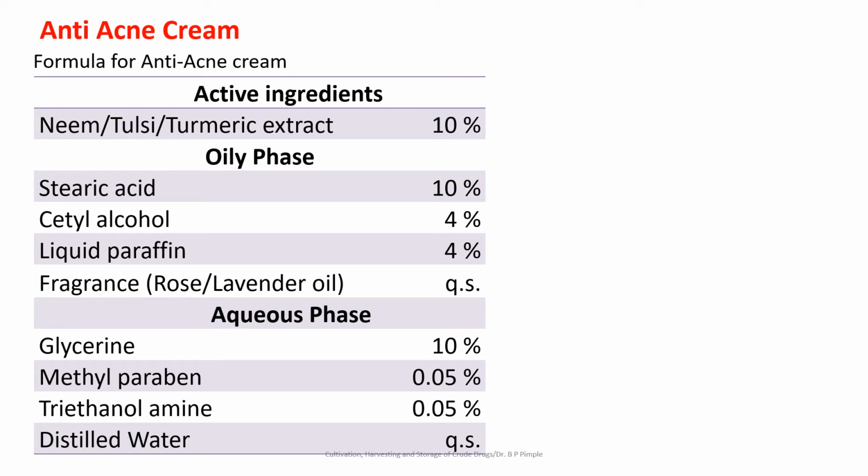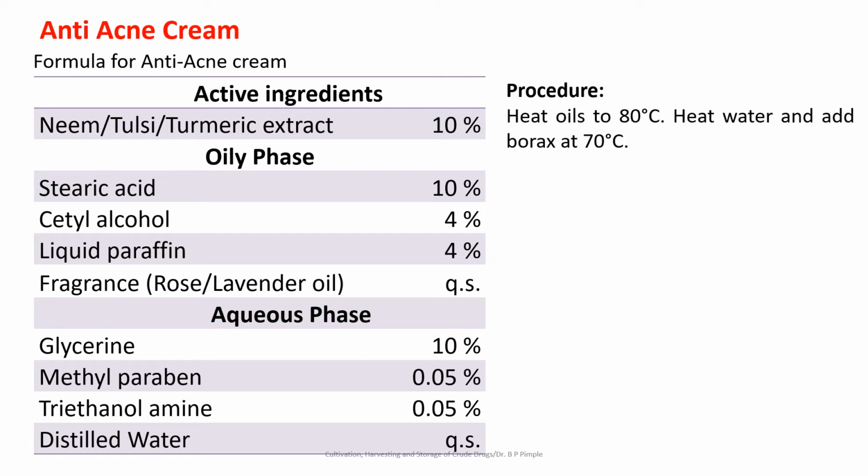Again, oil phase and aqueous phase ingredients are present. As far as the oil phase for the anti-acne cream is concerned, it contains stearic acid, cetyl alcohol, liquid paraffin, and fragrance. Then the aqueous phase contains glycerin, methyl paraben, triethanolamine, and distilled water.